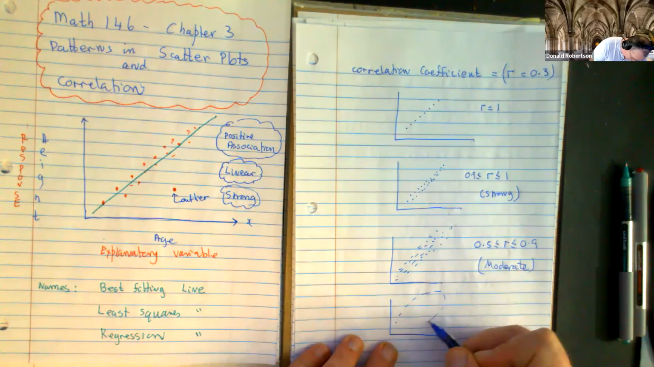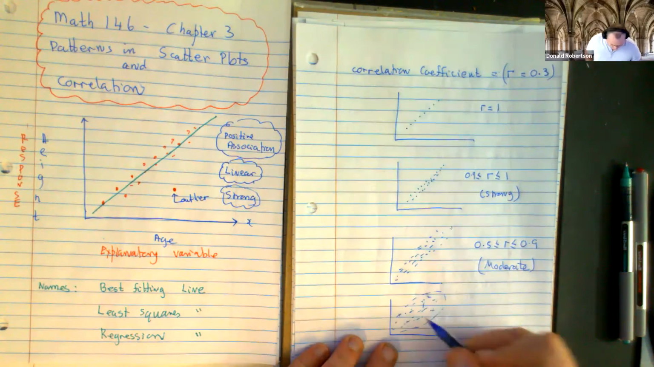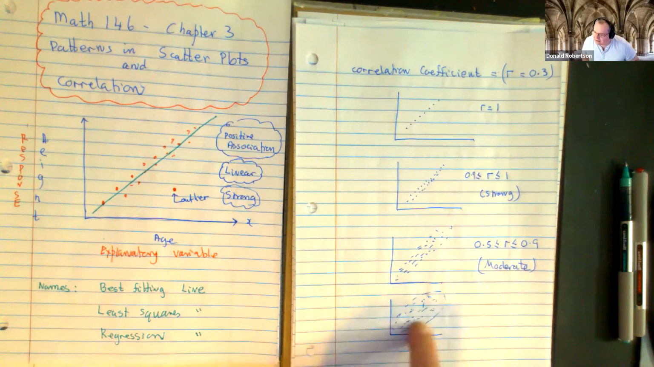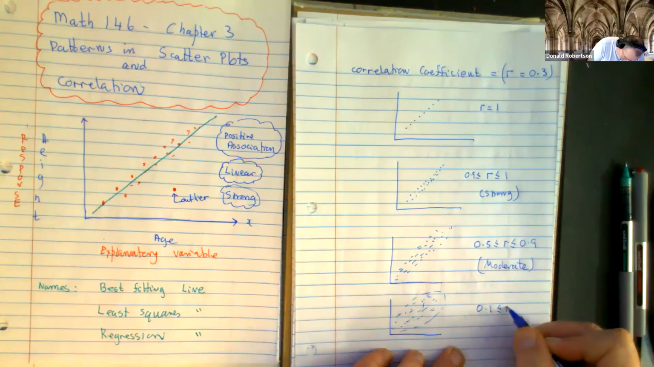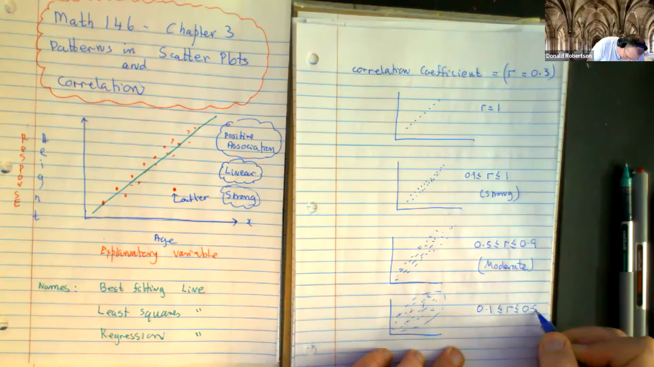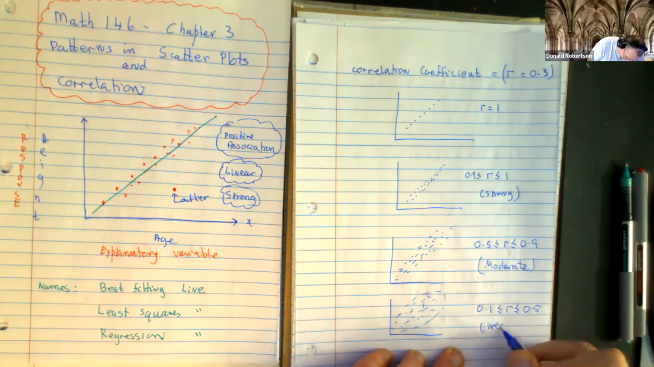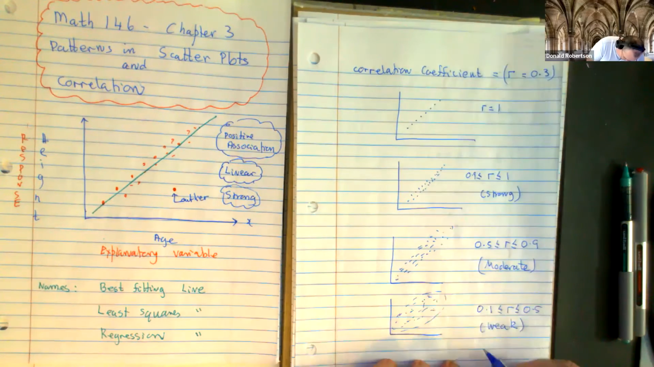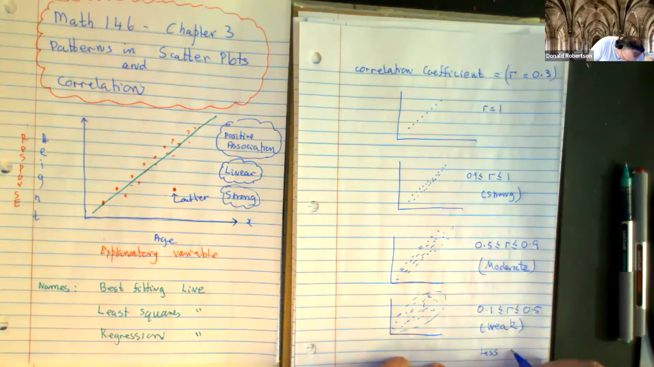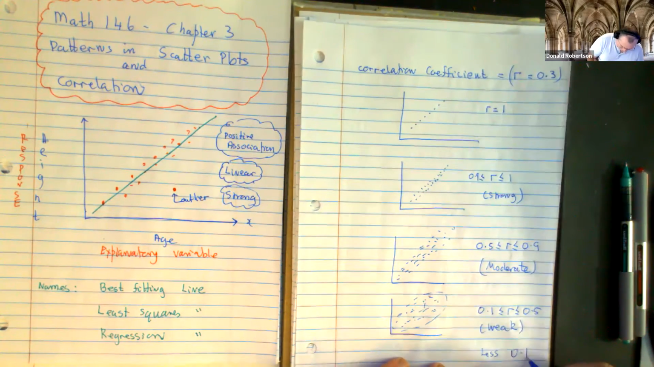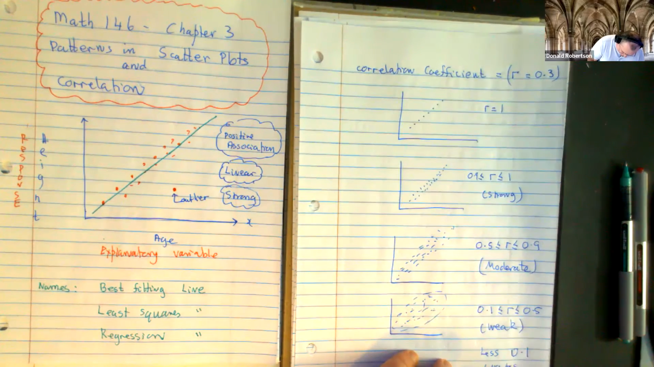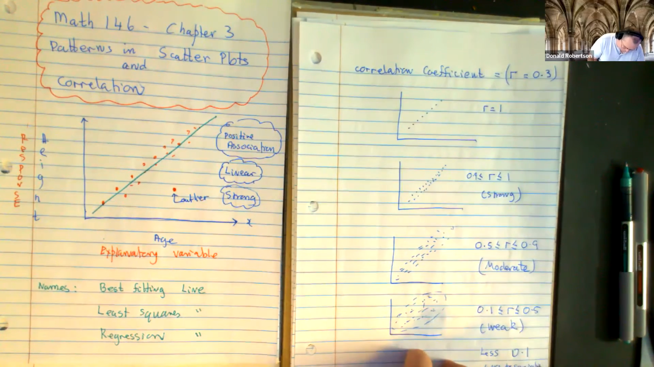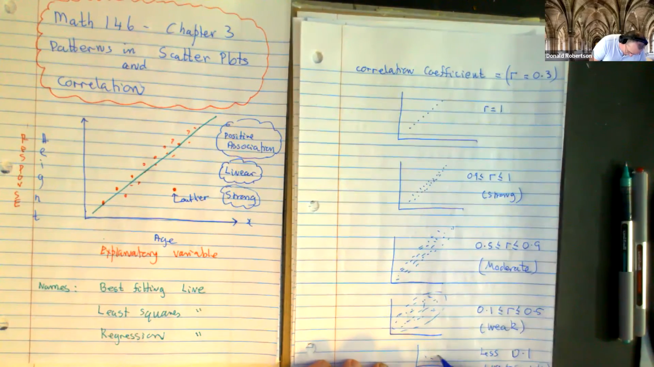Can I just draw a big balloon, like that? Wouldn't we call this weak? And weak is roughly in that region. And if you get a number that's less than 0.1, there is no association. So that would be a big circle of nothing.